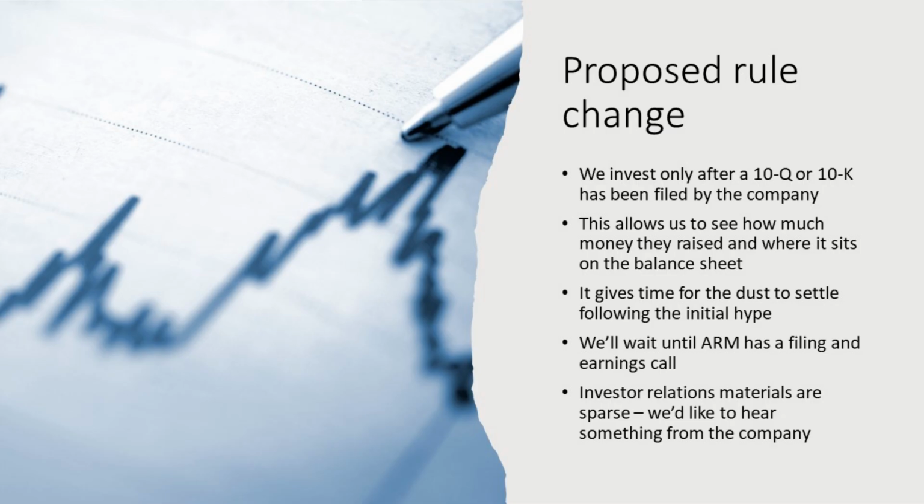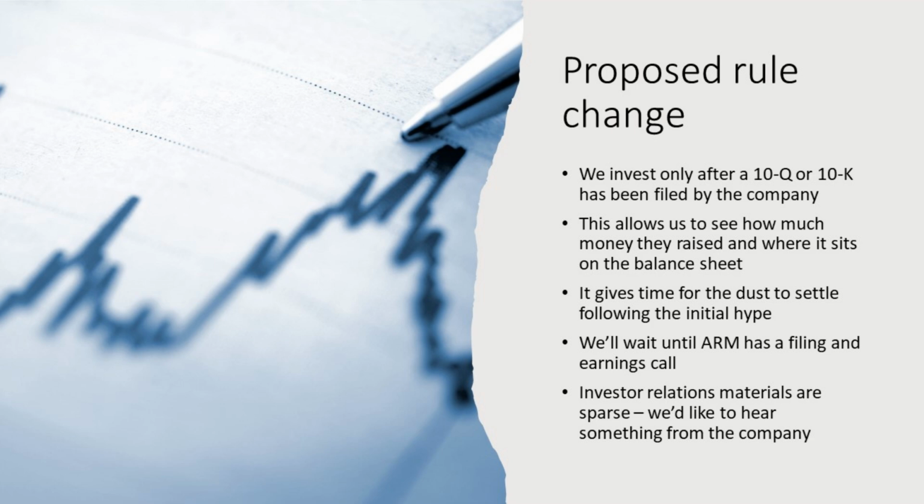So here's a proposed rule change. We're going to consider investing in any IPO only after a 10Q or 10K has been filed by the company. This allows us to see how much money they raise, where it sits on the balance sheet, and it works quite well when you consider that prior to making an investment, you want some time for the dust to settle from the initial hype. So I don't know when ARM is planning to file a 10Q or a 10K, but when that happens, then we'll consider this as a potential stock to hold, though we are quite overweight semiconductors already.